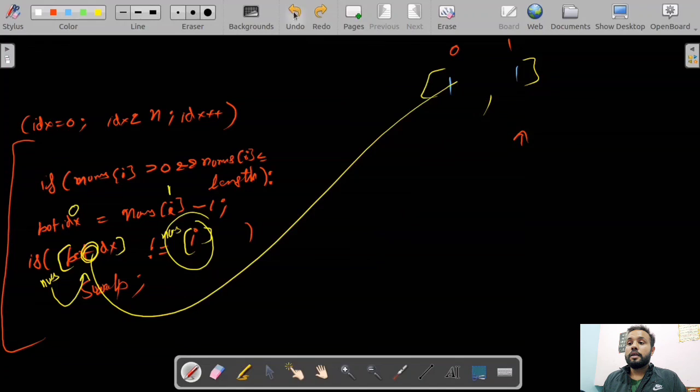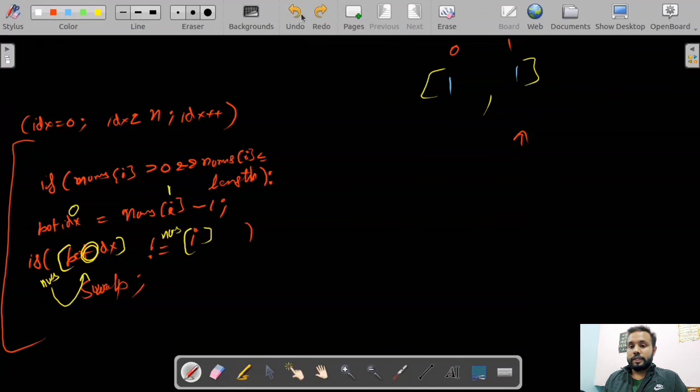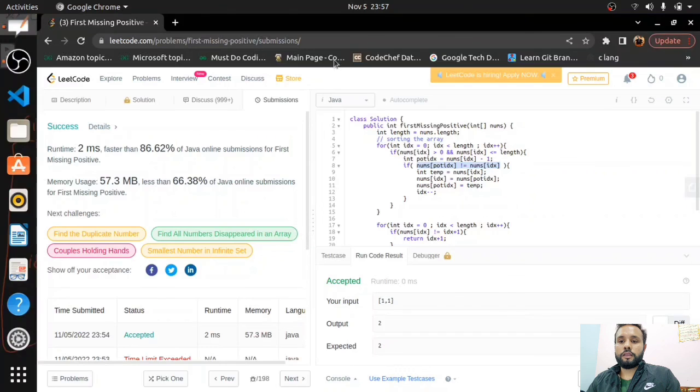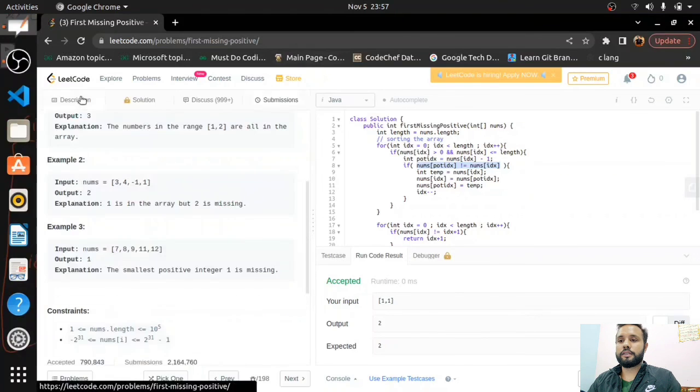That's why it was giving TLE due to these indexes, but if we use the numbers, then it will not give TLE. Yeah, okay, that's it. Let's meet in next video.